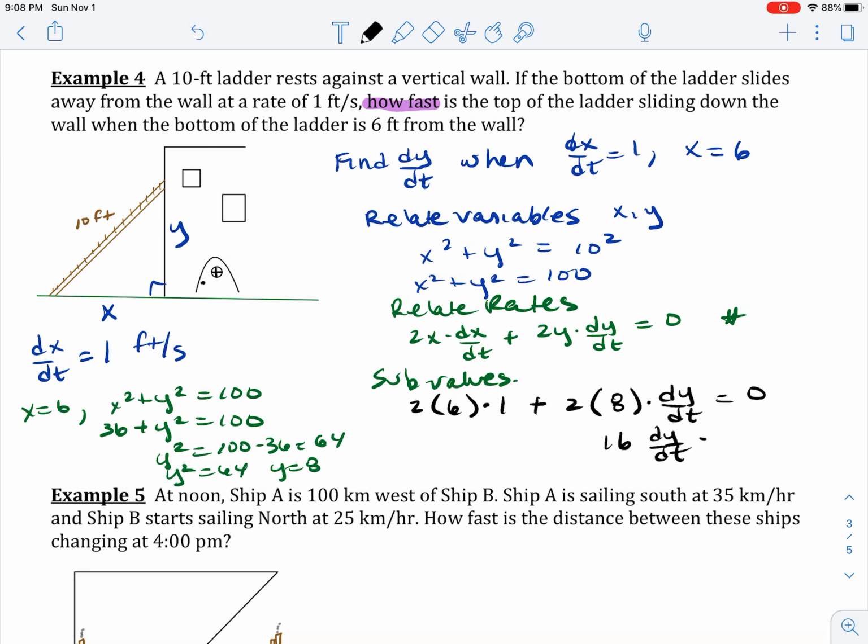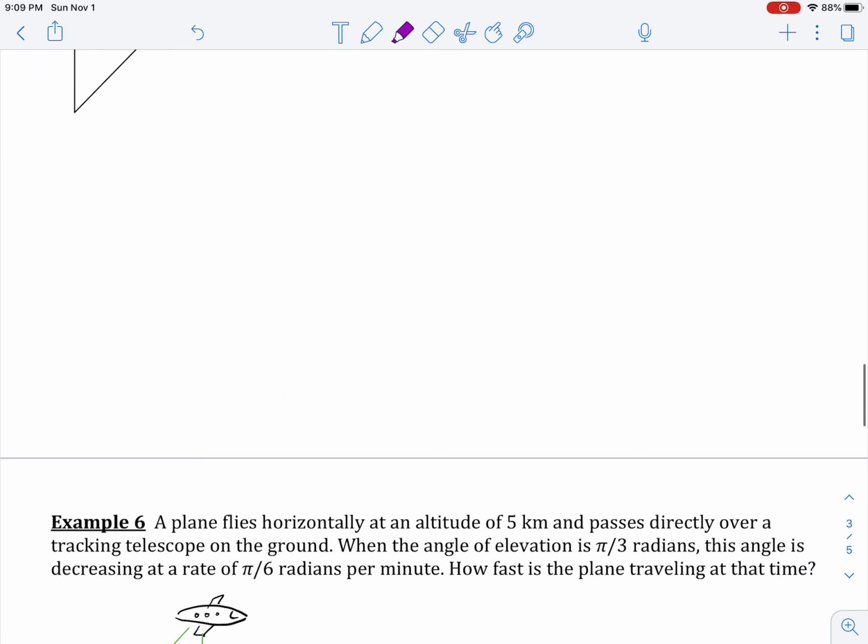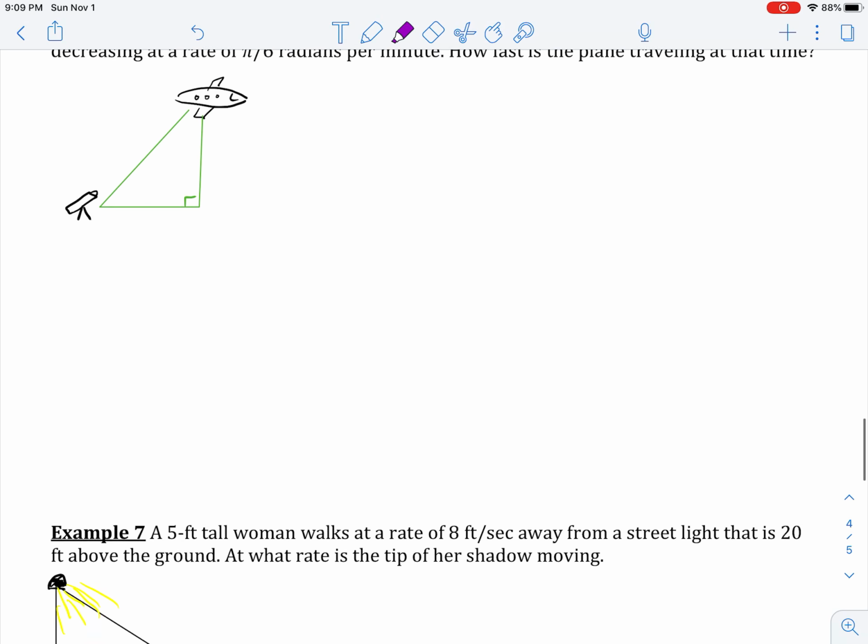I'm going to take the 12 and put it on the other side, and I'll have 16 dy/dt equal to negative 12, and so we'll have dy/dt is minus 12 over 16, or minus 3/4 feet per second. Good. And that seems reasonable, since y is as if the ladder is slipping down the wall, y is decreasing, so we should have a negative rate of change.